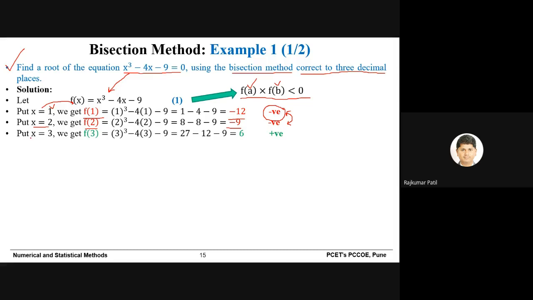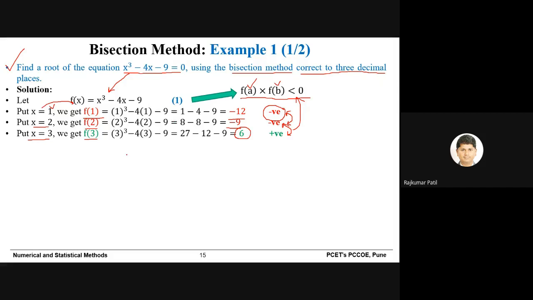Then put x equal to 3, you get f of 3 as positive. Now here you are getting f of 3 as positive. So you can say that the root lies between 2 and 3, because f of 2 is negative and f of 3 is positive, and it satisfies the intermediate value property, that is f of a into f of b less than or equal to 0, or less than 0.